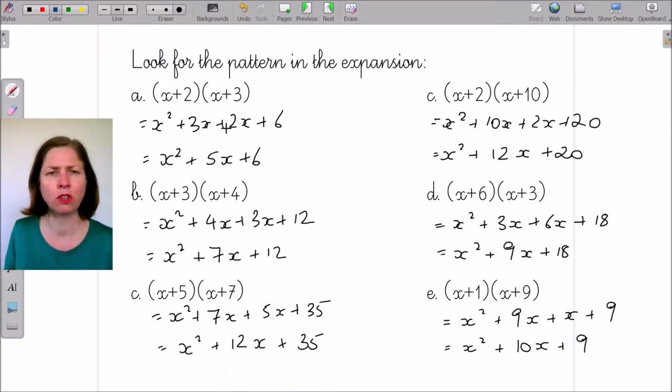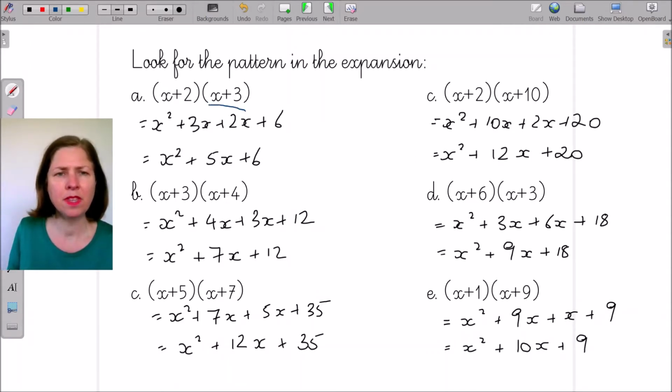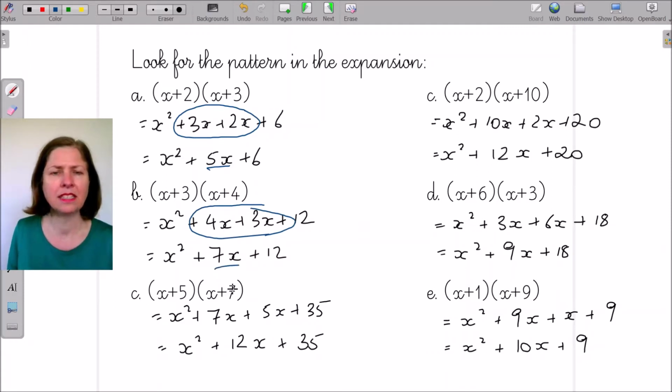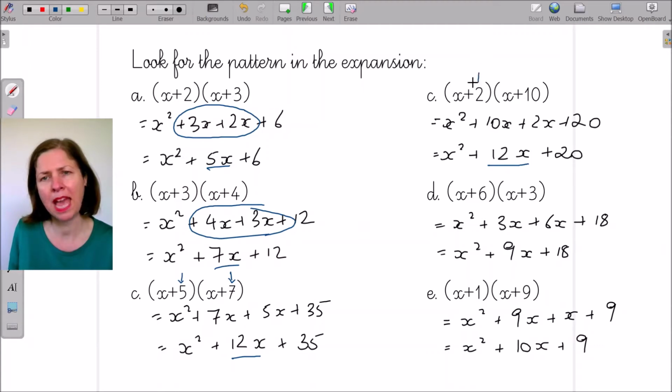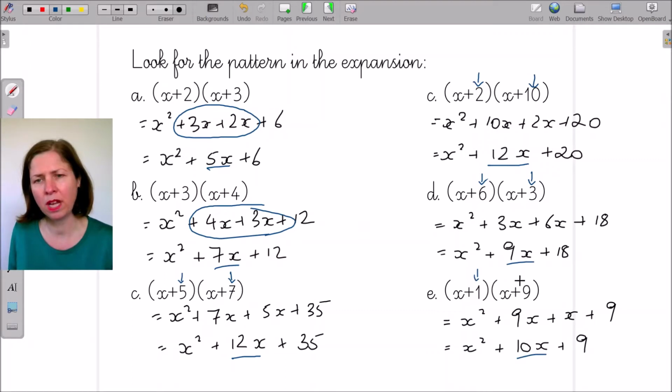And the first thing I want you to notice is that each time I have to add these two terms together, which is basically this 3 times x and then this 2 times x to get 5x. Here again, I'm going to add the 4x and the 3x, and I get 7x. So here this 12x came from adding the 5x and the 7x. And here we have 12x, which we can find by adding the 2 and the 10. Here we've got 9x, which we find by adding the 6 and the 3. And here we've got 10x, which we get by adding the 1 and the 9.